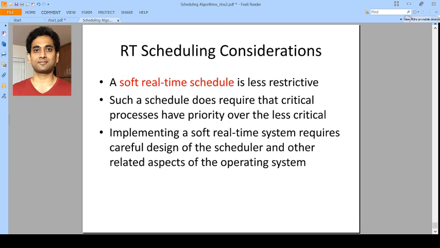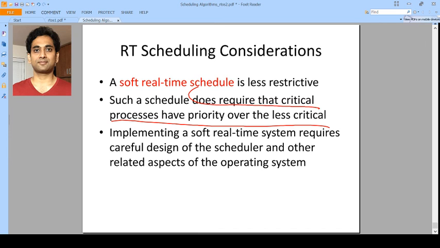A soft real-time schedule is less restrictive than the hard real-time schedule. A soft real-time schedule does not require that critical processes should have priority over the less critical tasks. It does, excuse me. Soft real-time schedule does have a requirement that critical processes have priority over less critical processes. Now, implementing a soft real-time system requires careful design of the scheduler and other related aspects of an operating system.